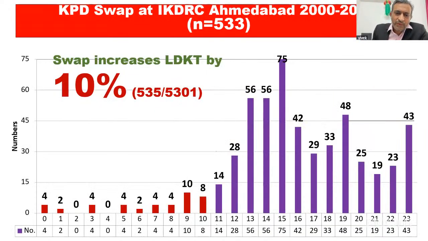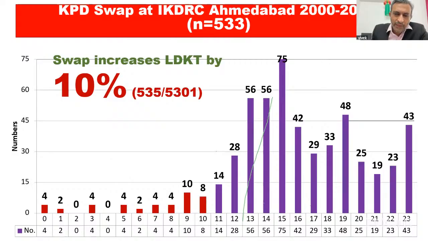This is the year-wise progress at our single center. We started our first swap in the year 2000. From 2000 to 2011, for the first 11 years, we did hardly 56 swaps. In 2011, we started an organized registry and teamwork. Thereafter, there has been substantial growth and progress in the number of swap transplants.